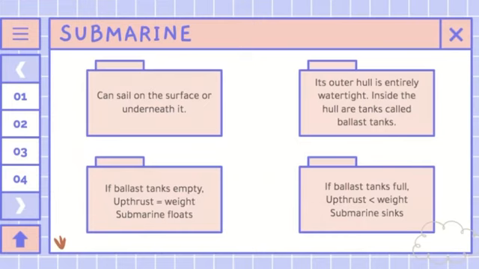Okay, next. Submarine can sail on the surface or underneath it. Its outer hull is entirely watertight. Inside the hull are tanks called ballast tank. If the ballast tank is empty, the upthrust is equal to weight, so the submarine will float. While if the ballast tank is full, the upthrust is smaller than weight, so the submarine will sink.